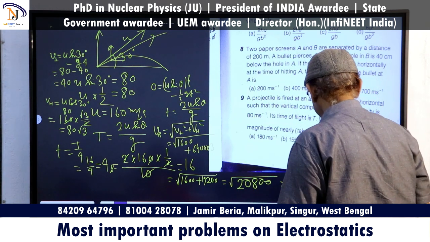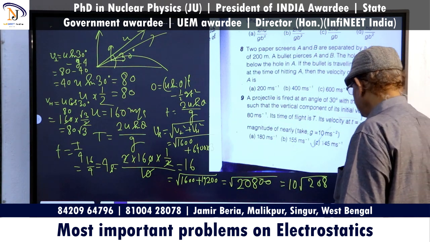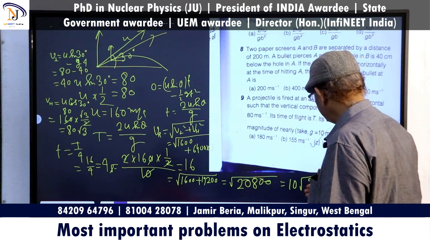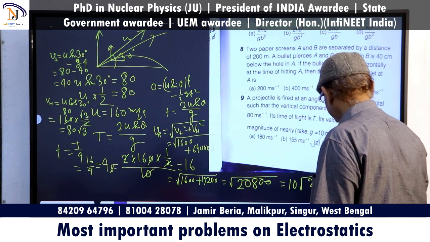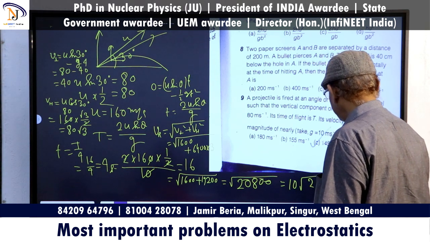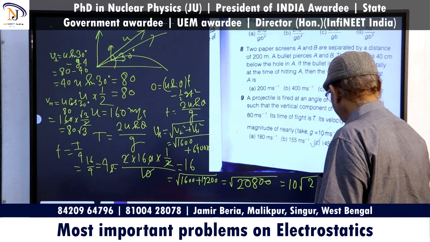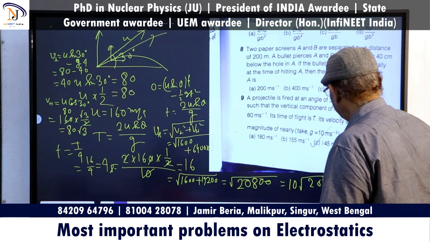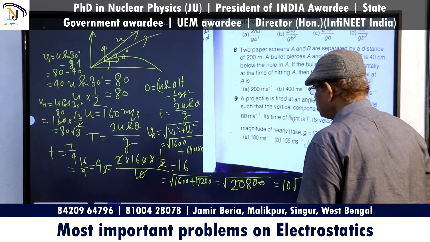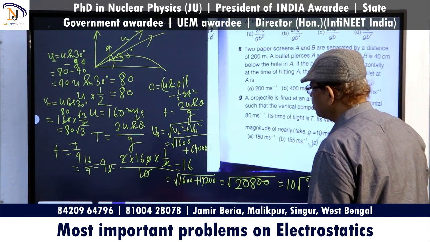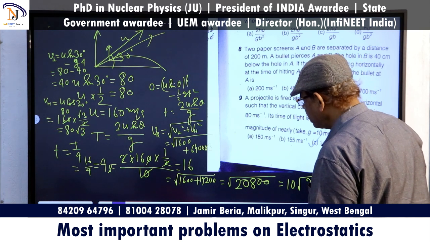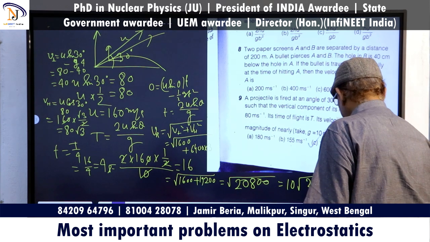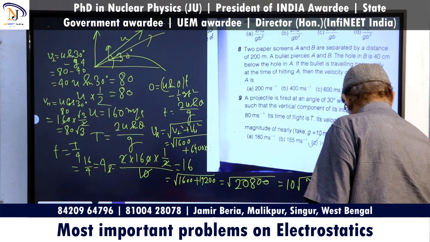You do these calculations, you will get the result. This means what? What should be the result? Tell me. 208. You just take a square root of 208. Square root of 208. What will be the value? What is the value? 208? Tell me.